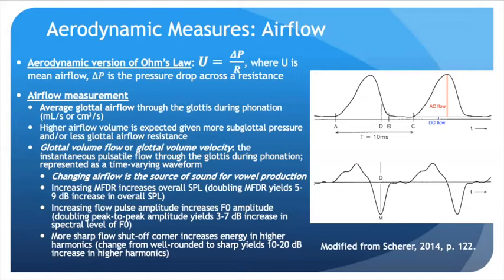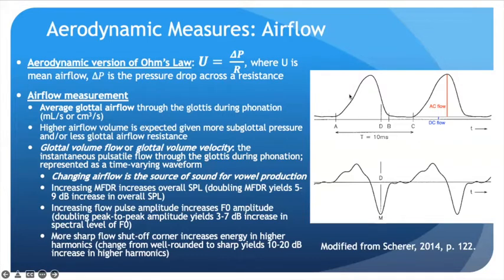Glottal volume flow or glottal volume velocity, these are kind of interchangeable terms. This is the instantaneous pulsatile flow through the glottis during phonation, and it's represented as a time varying waveform. So as the vocal folds separate, airflow increases. Eventually, vocal folds separate maximally, and there is a maximal airflow through that gap, and eventually the vocal folds come together and the airflow shuts off. So we've got a complete cycle of airflow that corresponds roughly to a cycle of vocal fold vibration.